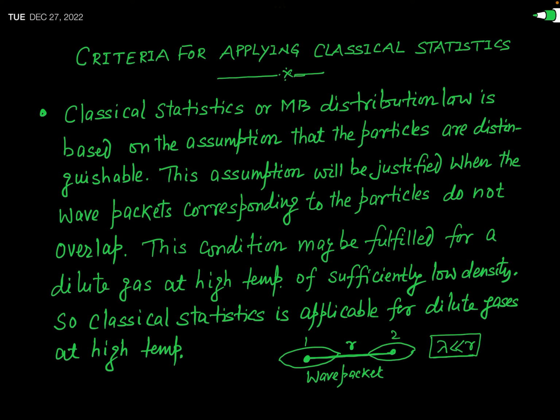I hope you have understood what the basic criterion for the validity of classical statistics is. The basic criterion is the distinguishability of particles. Particles should be distinguishable, and particles can be distinguishable only when the wave packets associated with the particles do not overlap with one another, because when the two wave packets overlap, in that condition you cannot distinguish the two particles.